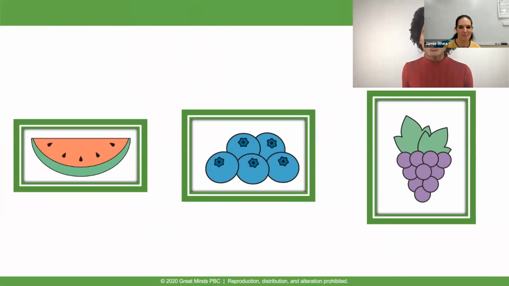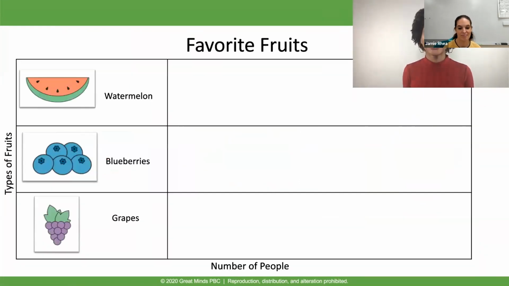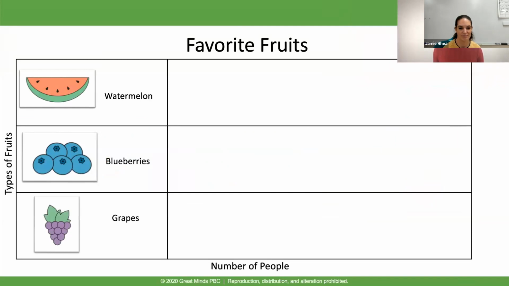Well, I love grapes. Sometimes I like to put my grapes in the freezer and then eat them. It tastes just like candy. You should try it one day. Well, I'm going to place a sticky note to show that I like grapes. And I'm going to make sure I put it right at the edge of the line by the grapes, like this.